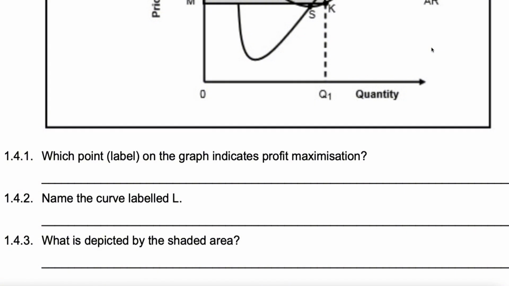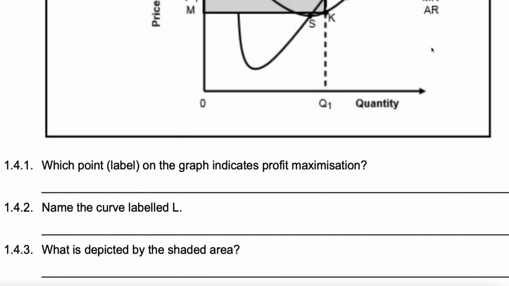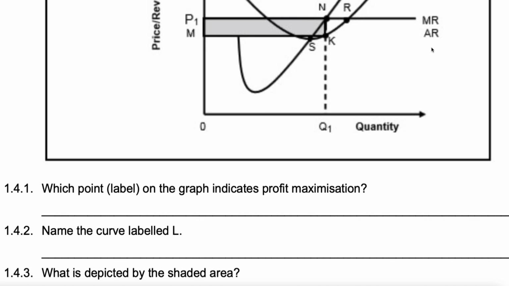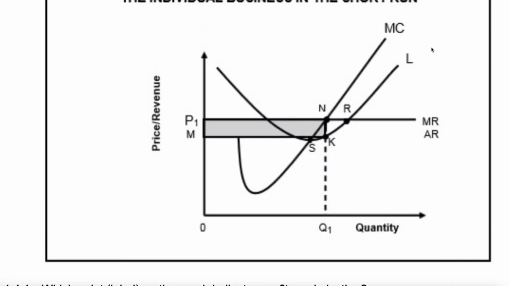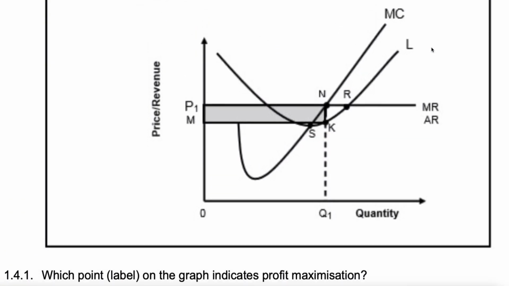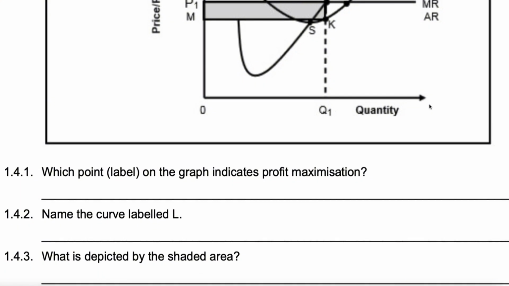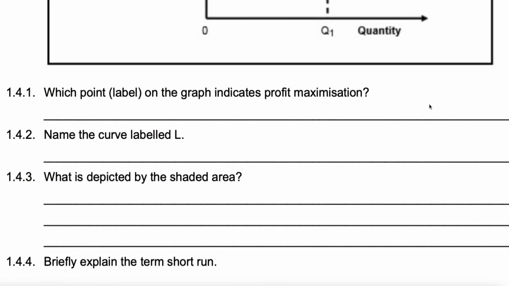All right, let's go to the next one. Nompumelelo, this one is yours. What is depicted by the shaded area? Okay, yes, here's our shaded area. Economic profit. Very good. That's economic profit. We've said it 1,000 times. AR is greater than AC. Very good.